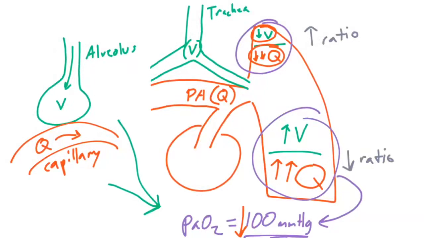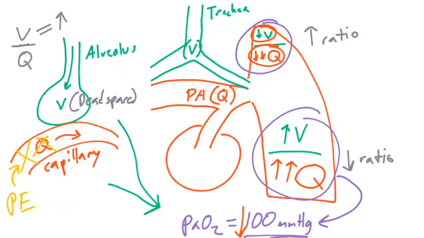We can then start to mess with things and ask, what if perfusion was blocked, like with a pulmonary embolus? Then what would happen to the VQ ratio? Well, Q would be eliminated, so you would be left with a VQ ratio that's essentially infinitely high. We'll just say increased. And this would create a lot of dead space. Recall that dead space simply refers to gas that enters the lungs and the alveoli but does not participate in gas exchange.